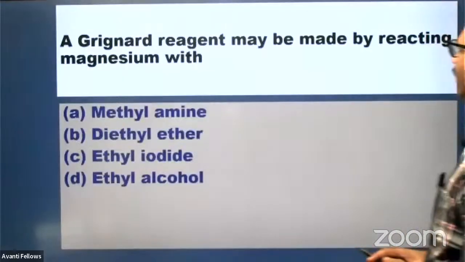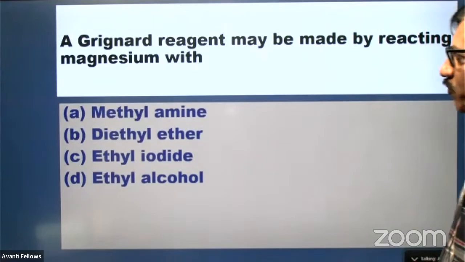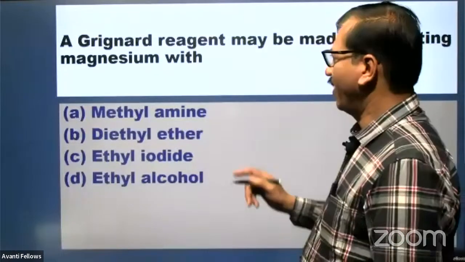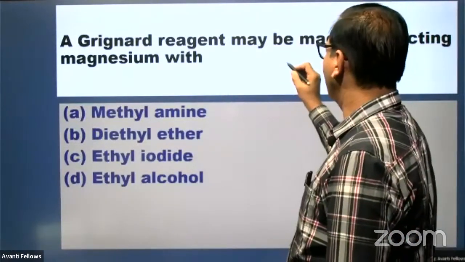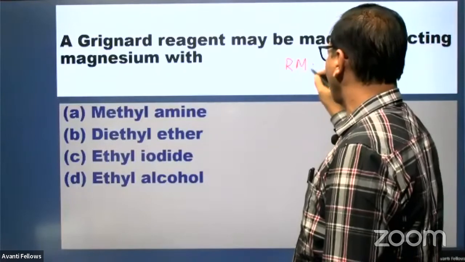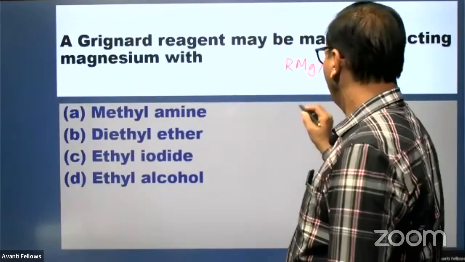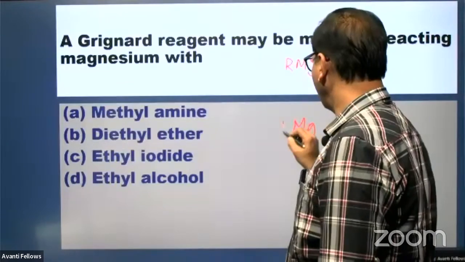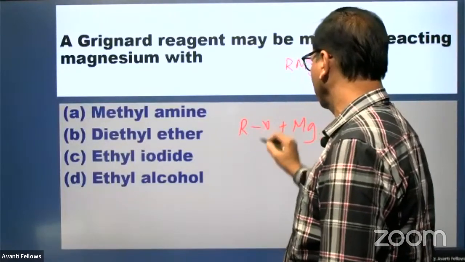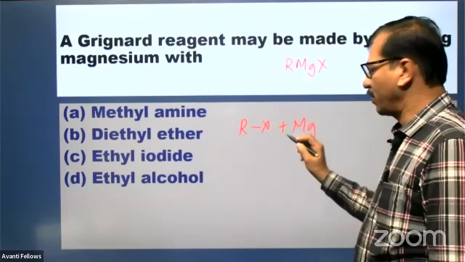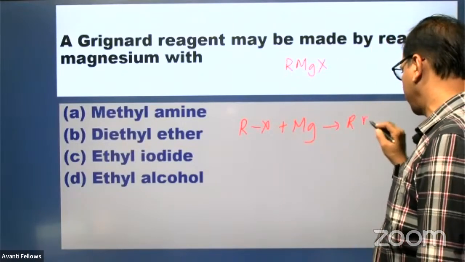Okay, the Grignard reagent may be made by reacting magnesium with... Option C. Grignard reagent is RMgX. With magnesium, what is to be reacted is RX. RX, when it reacts with magnesium, we get RMgX.